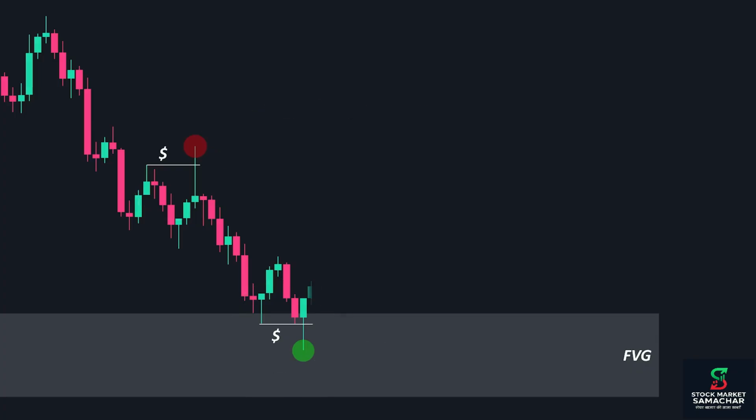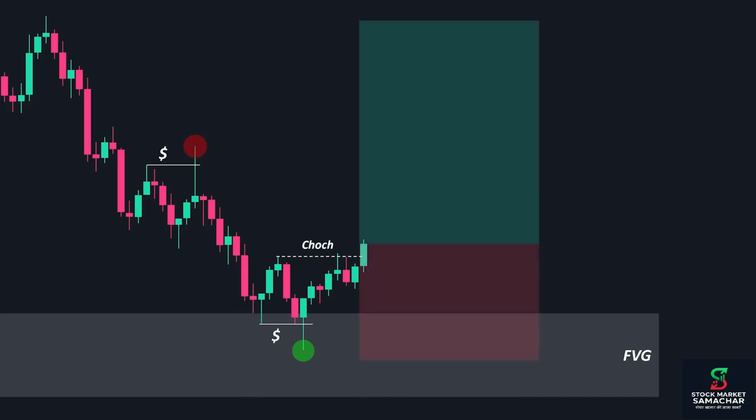If this move also breaks a recent bearish structure on the lower time frame, it provides additional confirmation. In other words, it forms a change of character. Now it's time to open the trade. You can place your stop loss below the low of the liquidity grab, and your target can be the next important level on the higher time frame.